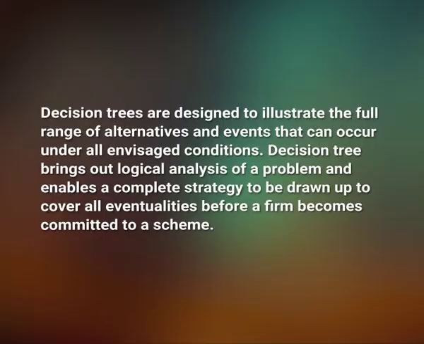It depicts in a systematic manner all possible sequences of decisions and consequences. Each alternative course of action is represented by a branch, which leads to subsidiary branches for further courses of action or possible events. Decision trees are designed to illustrate the full range of alternatives and events that can occur under all envisaged conditions. Decision tree brings out logical analysis of a problem and enables a complete strategy to be drawn up to cover all eventualities before a firm becomes committed to a scheme.